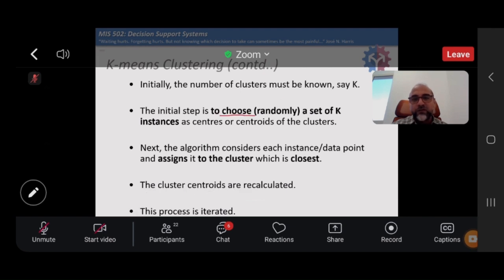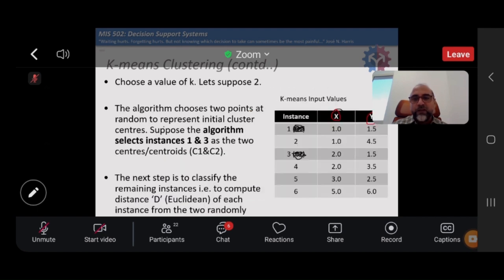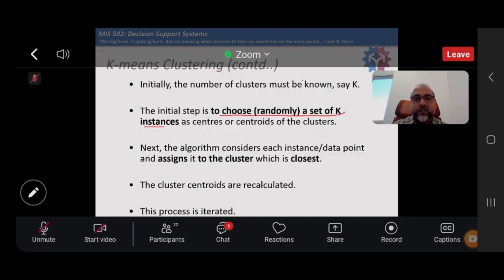You have to choose randomly a set of k instances, which means that I need to tell you how many clusters I'm going to give you. For now, because we haven't covered how we pick that, your manager has already given it to you. K equals 2, right? So it is already given. So what is the next step?